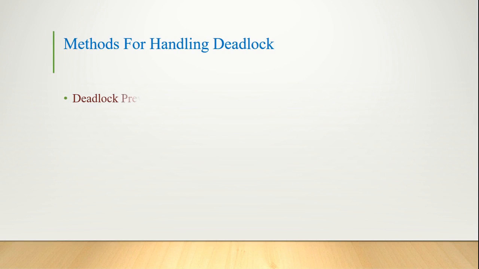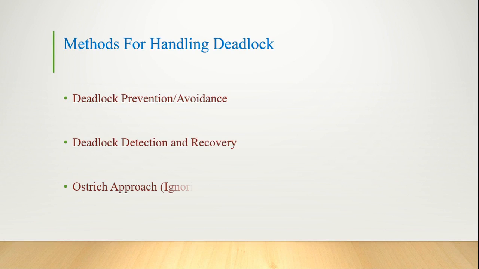Next, the methods for handling deadlock. There are three methods for handling deadlock. They are deadlock prevention or avoidance, deadlock detection and recovery, and the ostrich approach, or ignoring the problem of deadlock altogether.